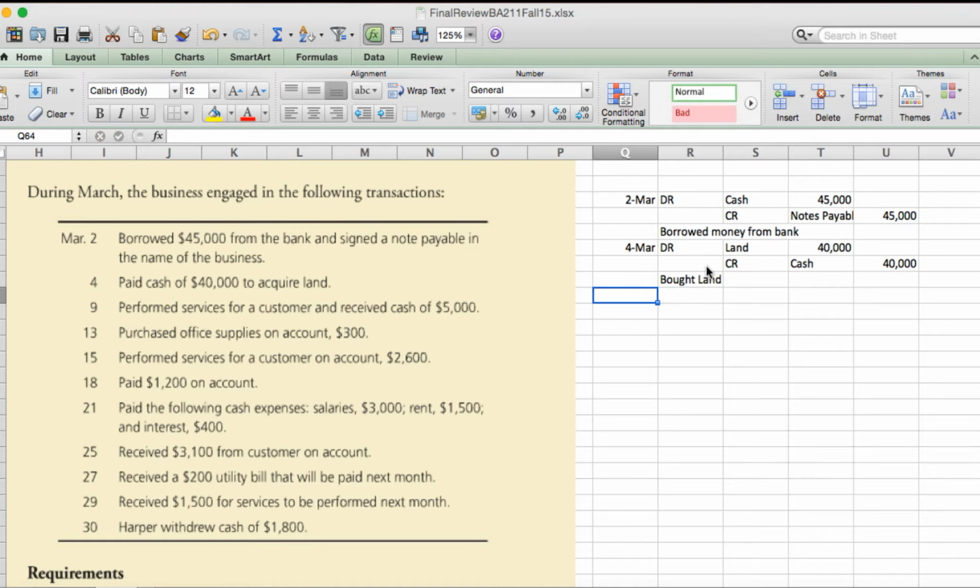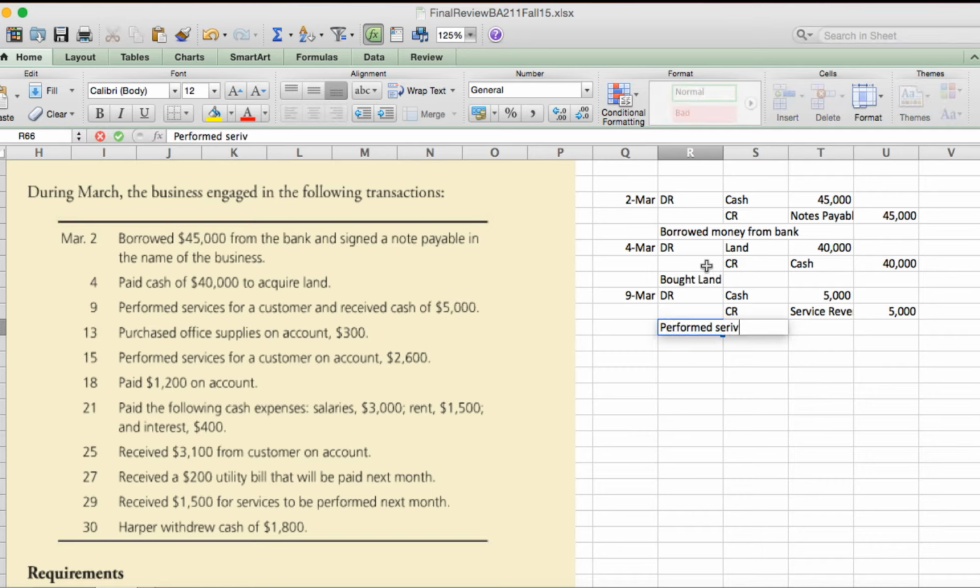March 9th. Performed services for a customer and received cash of $5,000. We know what we received, cash. We know the amount, $5,000. This is service revenue, $5,000. Performed services for clients.